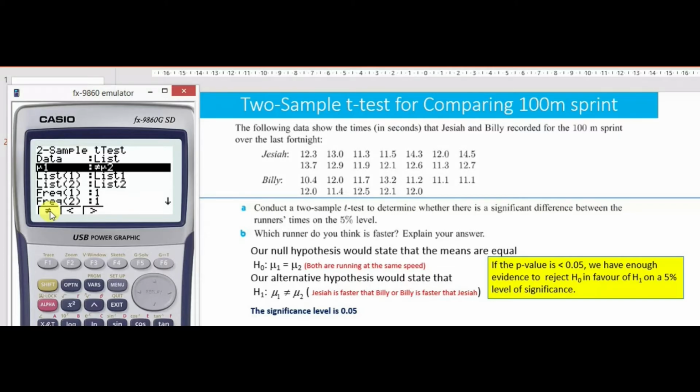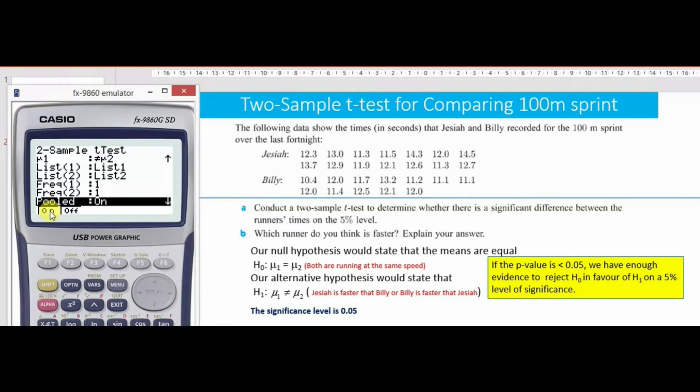I'm looking for mu1 not equal to mu2. That means the mean time of both these sprinters is not the same. My list 1 is belonging to the list 1 that I've typed. The list 2 is also belonging to list 2 that I've typed. And I think that is all that is required. At the end, don't forget to select pooled status to be on. In a pooled test, it is assumed that the variances of the two populations are the same. You are expected to assume equal variances and hence always try to use pooled status as on.